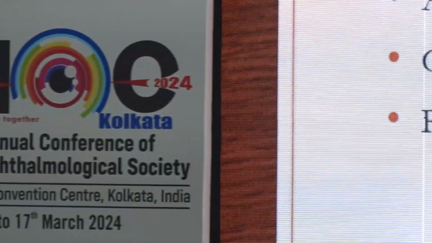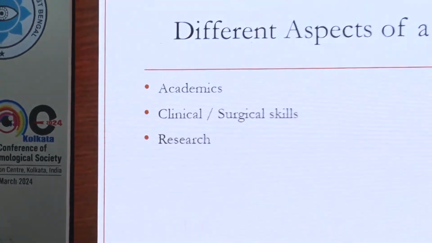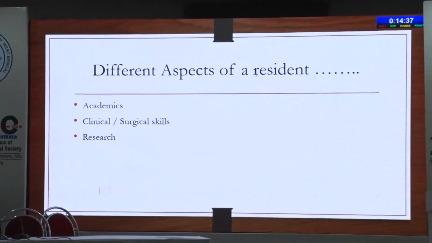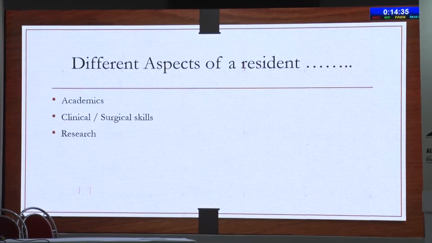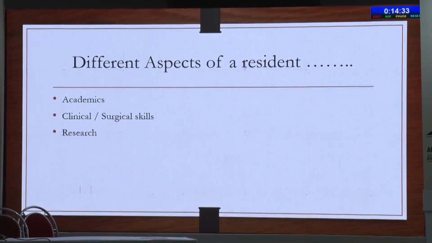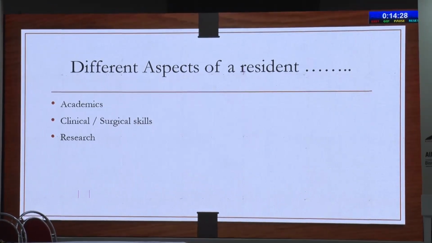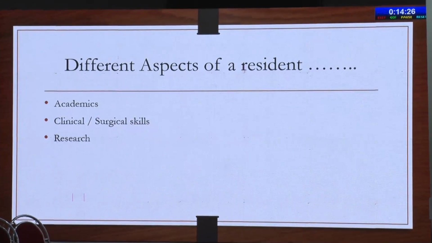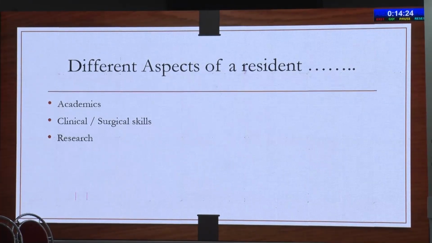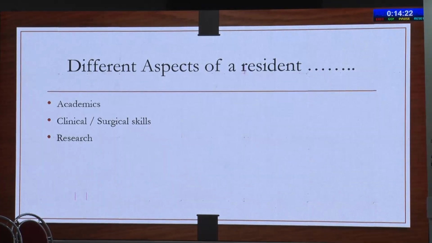So I'll be presenting three aspects of a trainee's life, where we can really know whether our trainee is on track or whether anything else is needed. Those could be in academics, in clinical or surgical skills, and in the field of research. I'm just presenting case scenarios, and I would be asking our esteemed panel how we could solve these problems or make our trainees stay on track.